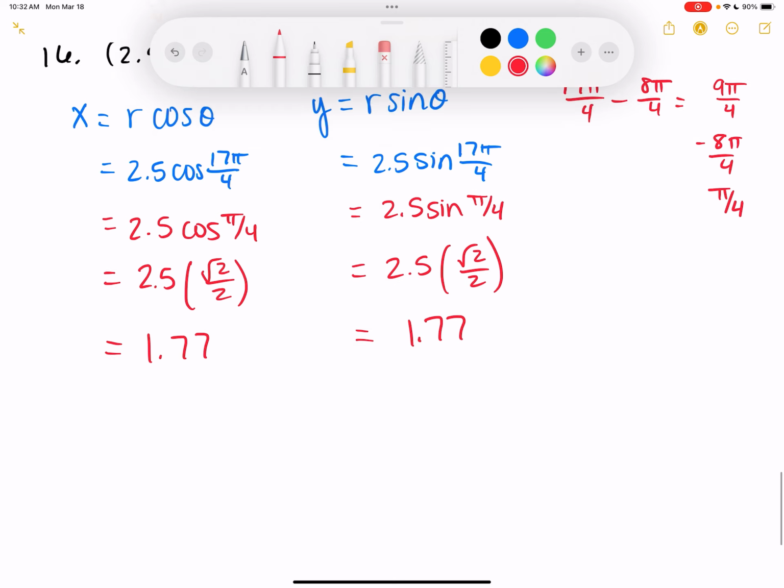All right, so then we need to write it as a coordinate pair, so 1.77, 1.77.